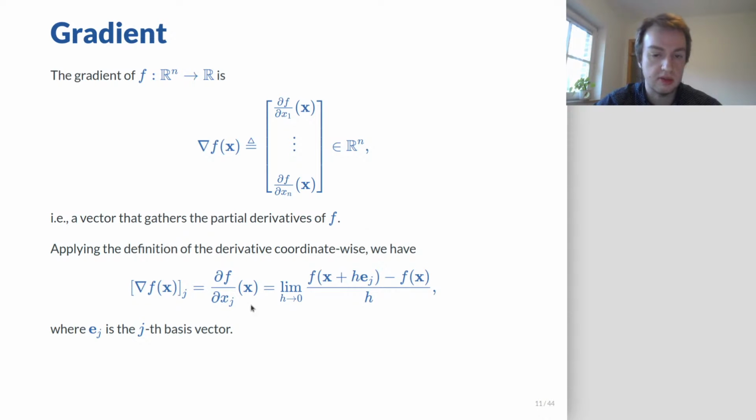Right? You could also apply the definition of the derivative coordinate-wise, and what you would have is that the component j in this vector, right, corresponds to the partial derivative of f with respect to xj, the j-th argument, evaluated at x, and that corresponds to the limit, the same as before, except now we have replaced h by h times ej, where ej corresponds to the j-th basis vector. Right? So it's a vector full of zeros, except at the element j, which is equal to 1.